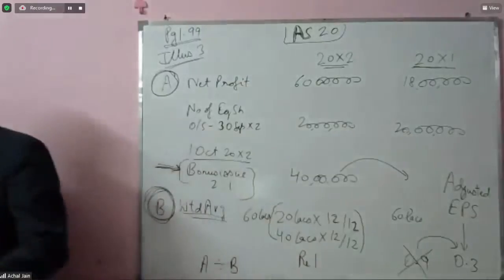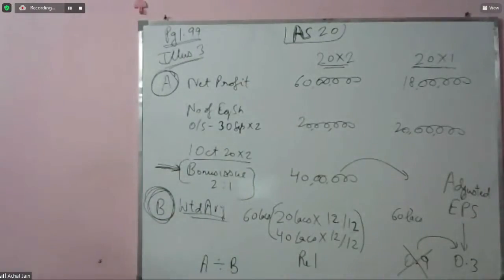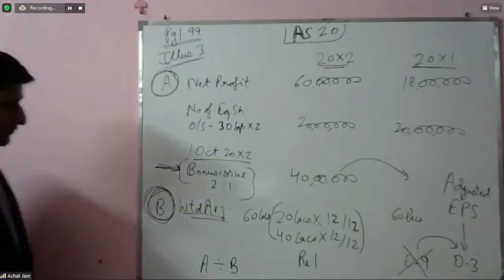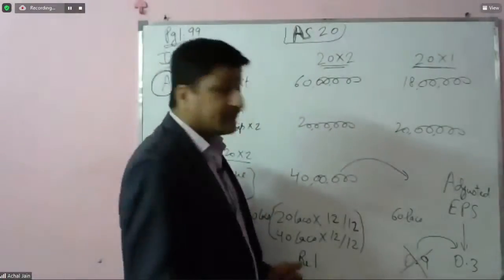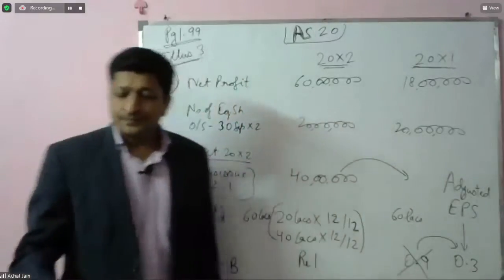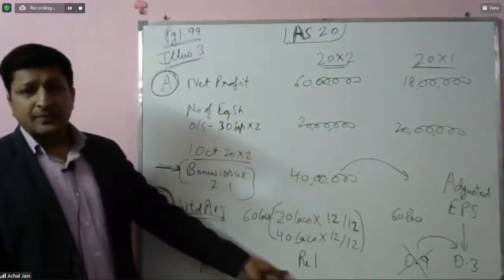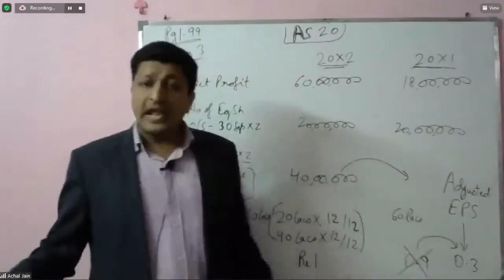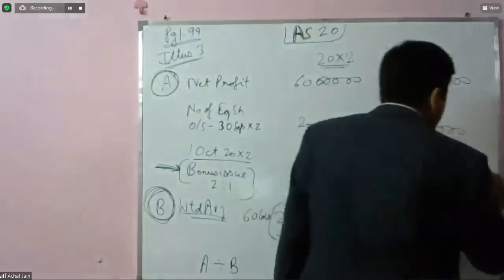So in the exam, when you give your answer for this 0.3, you will not write EPS. You will write adjusted EPS. This EPS of rupee 1 in the current year is not the adjusted one. This is simple EPS. But for this, you will have to add this word adjustment.